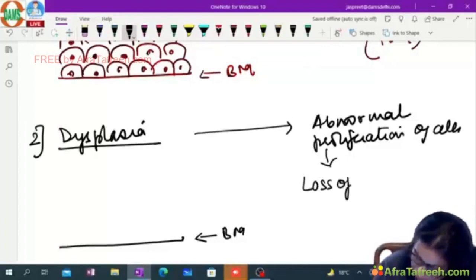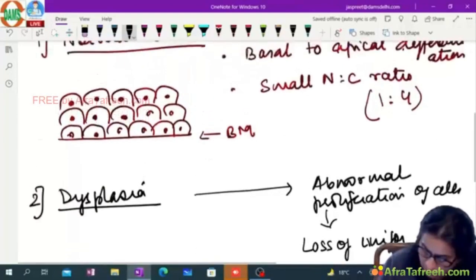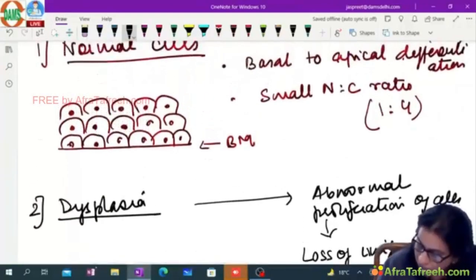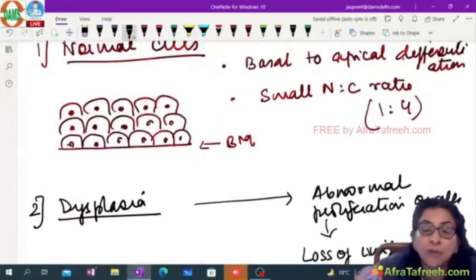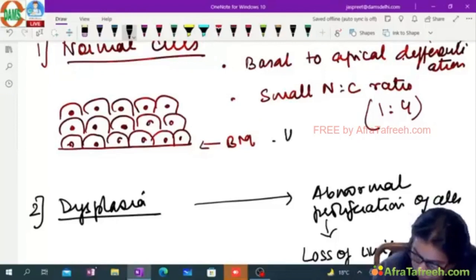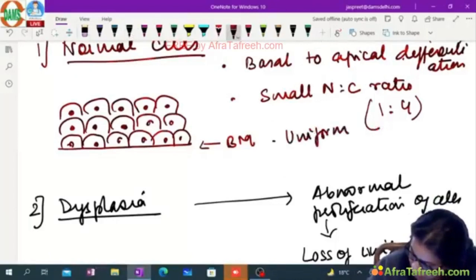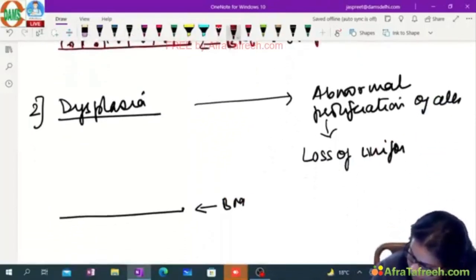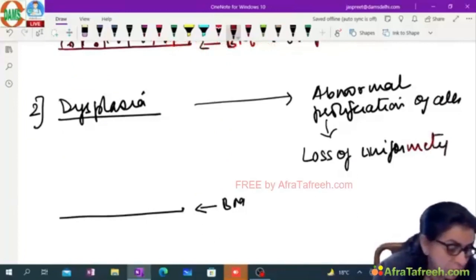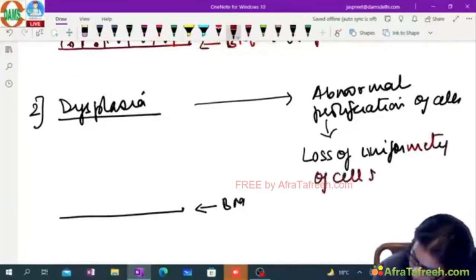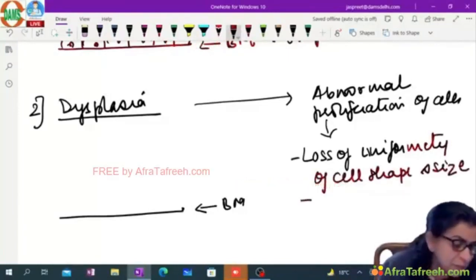Number one, there is loss of uniformity of cells. If you see normal cells, they look so uniform. They have basal to apical differentiation, they have small NC ratio, and they are very uniform, similar looking cells. So in abnormal proliferation of cells there is loss of uniformity of cell shape and size.